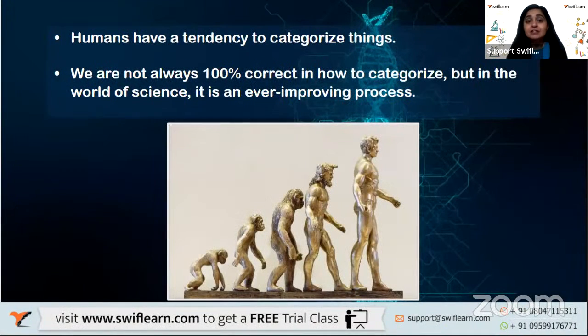Next, humans have a tendency to categorize things, isn't it? We are not always 100% correct in how we categorize, but in the world of science, it is an ever-improving process, right? So maybe 100 years back or maybe 200 years back, what scientists used to think, maybe now scientists are thinking a little differently, and maybe they want to categorize things in a different way. Yeah, so it's an ever-changing process. Categorization can be changed, and it's improving over time.